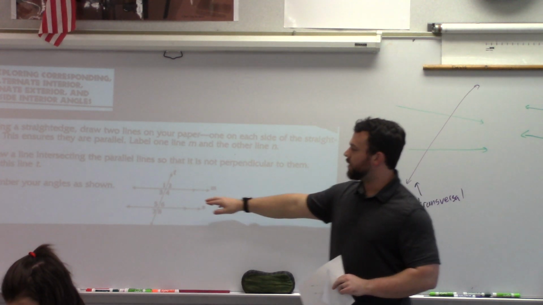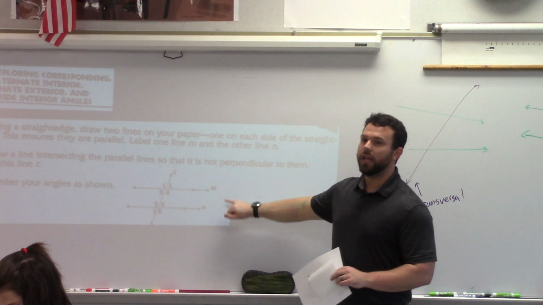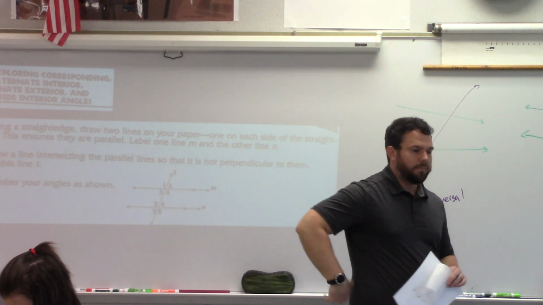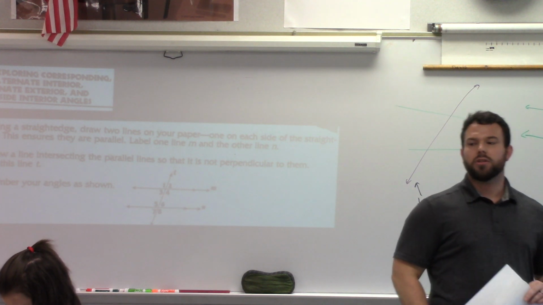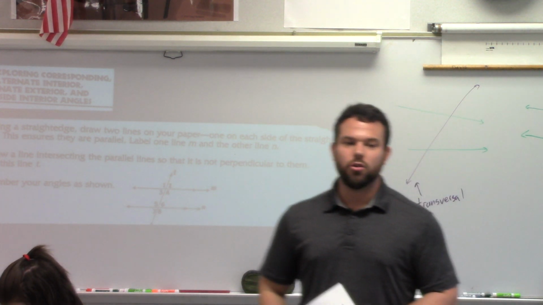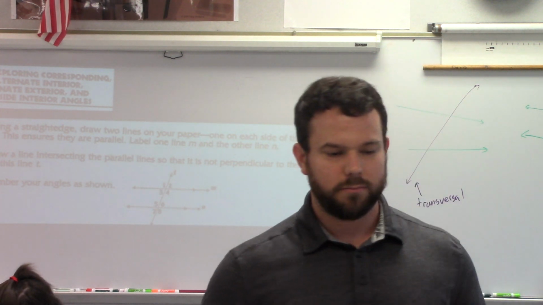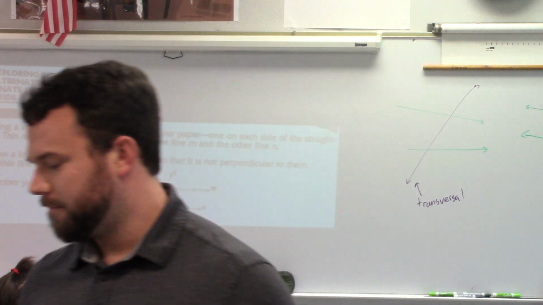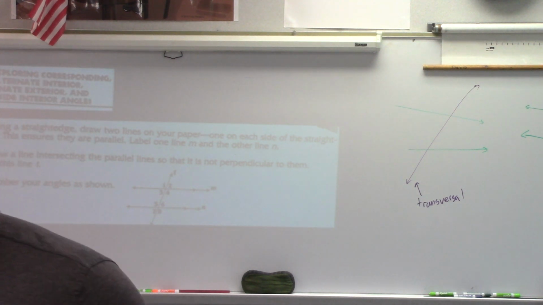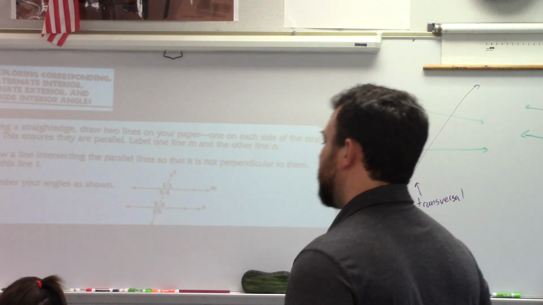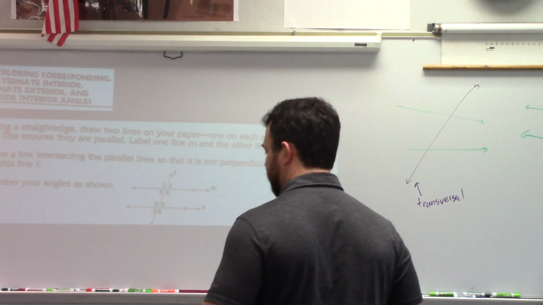Notice the next direction is, you need to make sure you label your lines, but then number your angles as well. You need those angles numbered so that you can follow the directions for the rest of this task. So you need to draw your transversal, you need to number your angles.